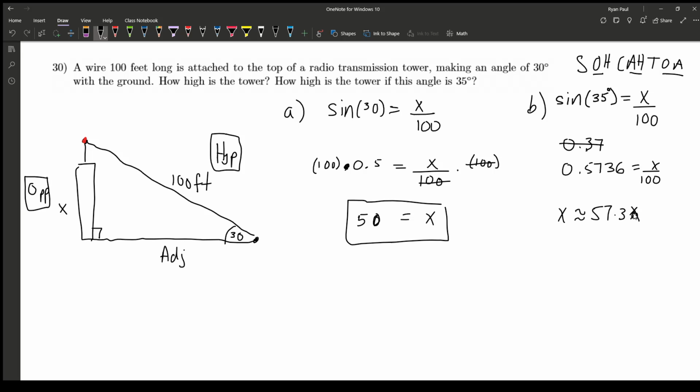I don't know why I wrote x there. Something's not clicking right now. And that's it.